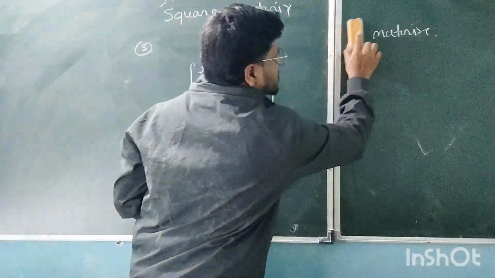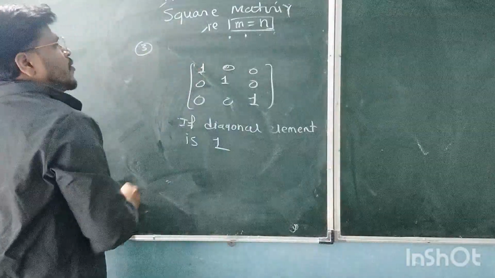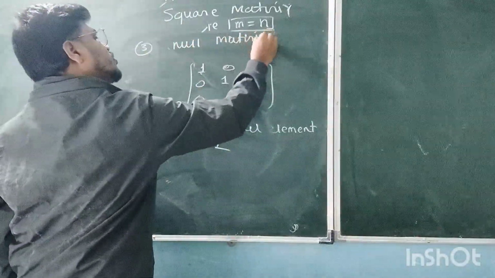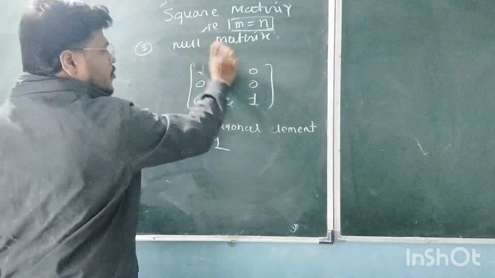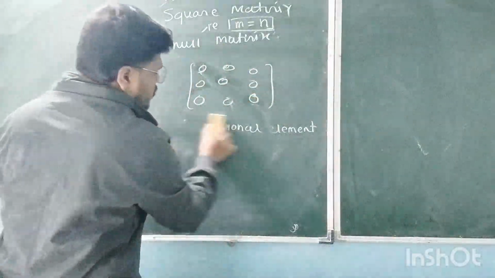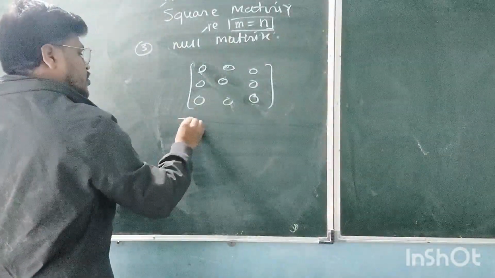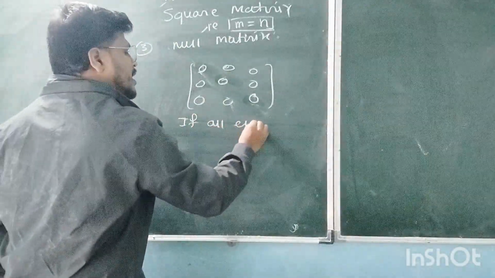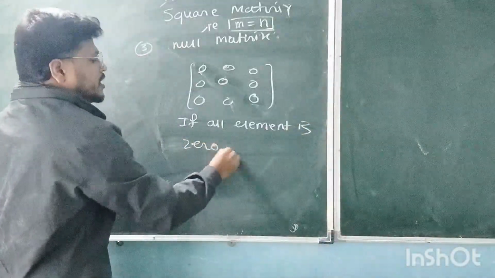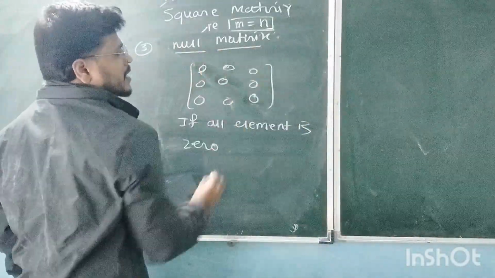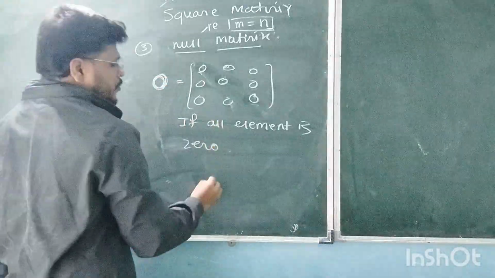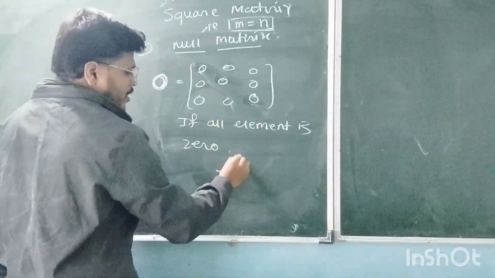There is also one special type of scalar matrix which is called a null matrix. If all elements are 0, then it is called a null matrix. A null matrix is denoted by O and a unit matrix is denoted by I.